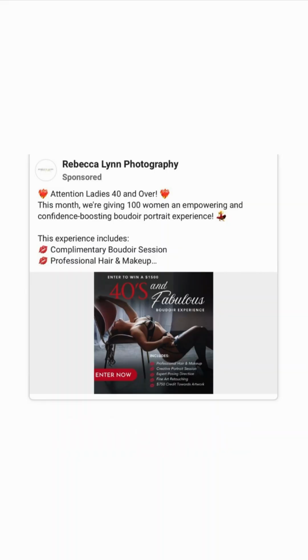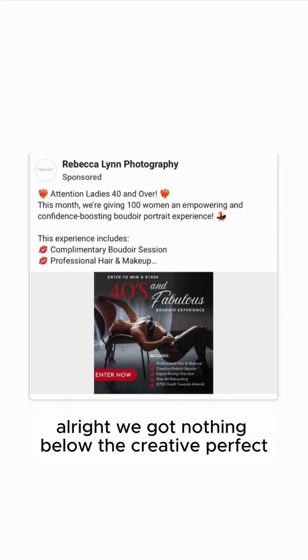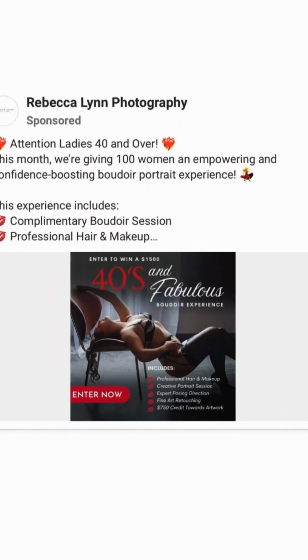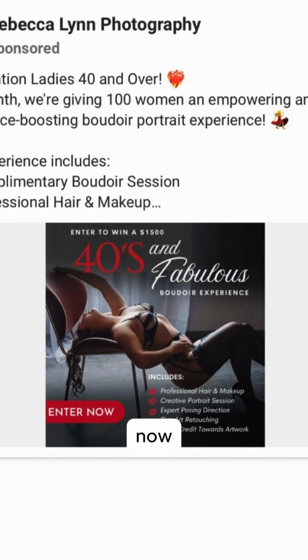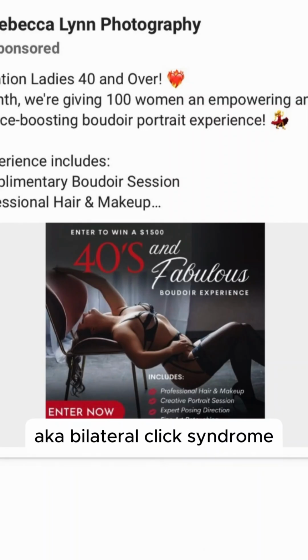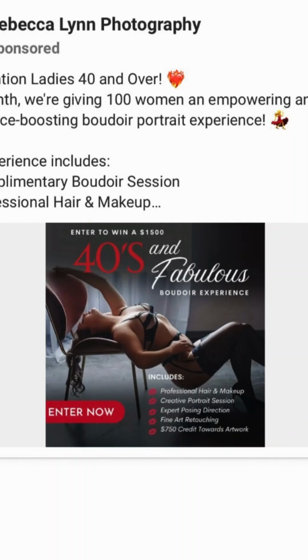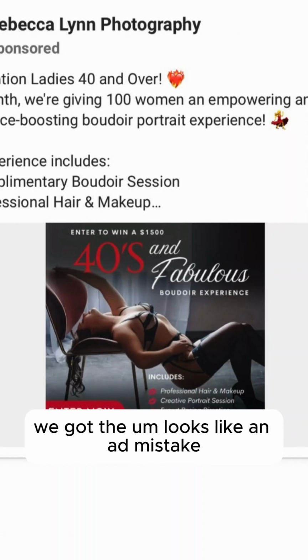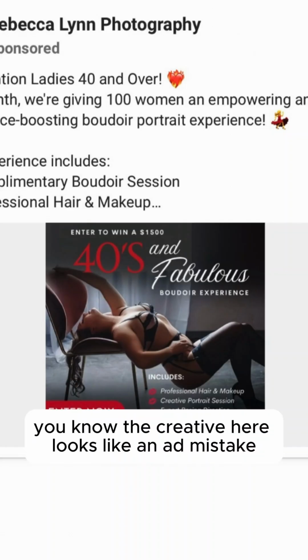Now let's come here. All right, we got nothing below the creative perfect. Now, yeah, so we're diagnosing here. If we believe this has BLCS, aka Boudoir low click syndrome, if the unique CTR is under 6%. So we got the looks like an ad mistake. The creative here looks like an ad mistake.